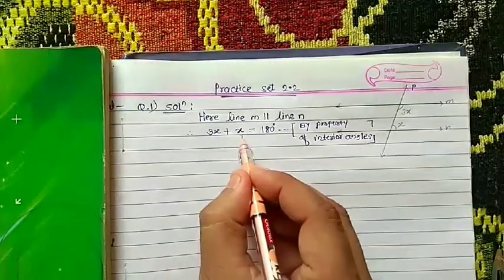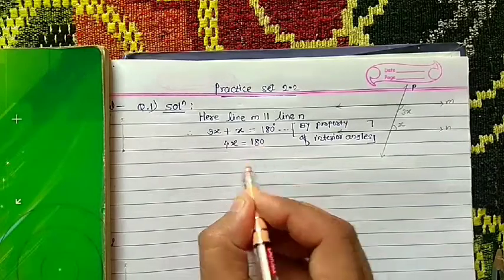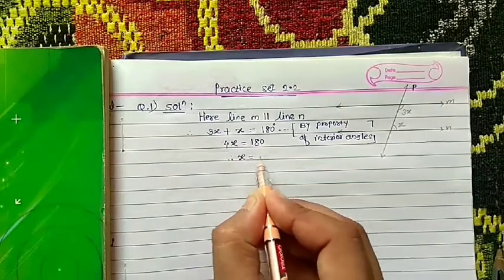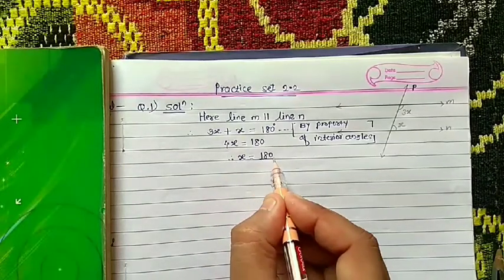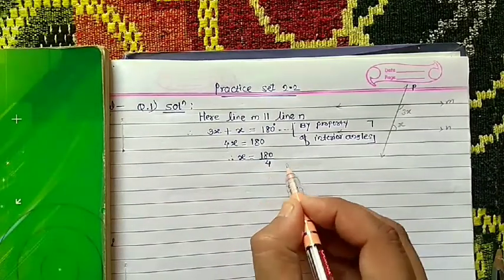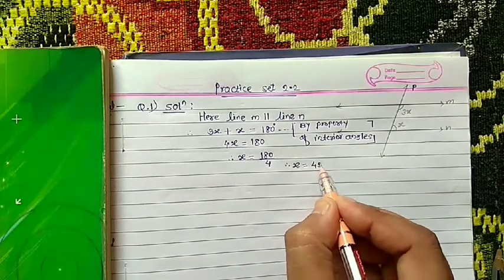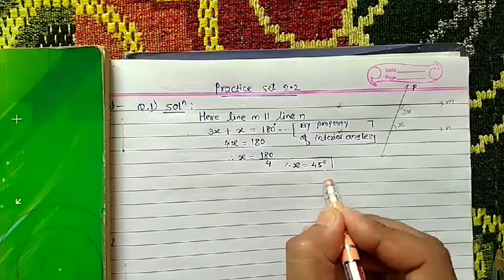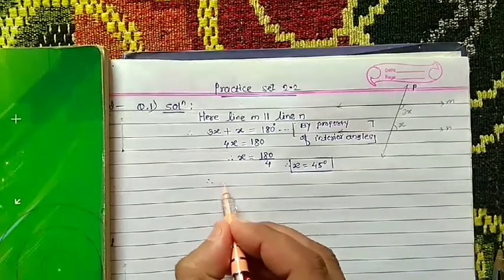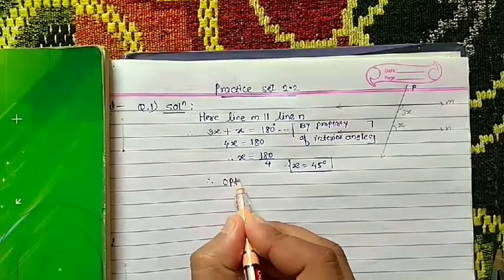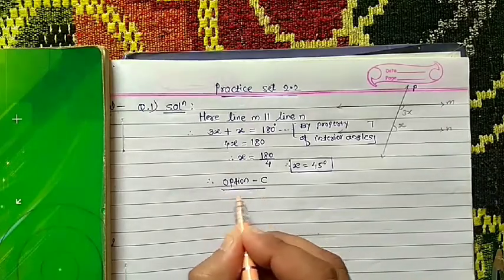So 3x plus 1x, 4x is equal to 180. So therefore x is equal to 180 divided by 4. Take this 4 to the right hand side, it becomes divide. So therefore x is equal to 45 degrees. So this is the value of variable x. So therefore option number C is our correct option.